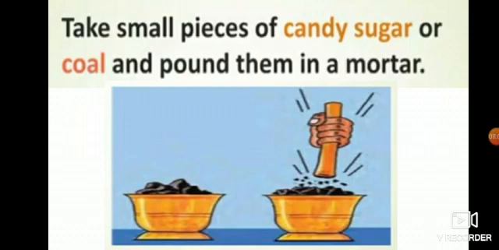Okay, the sugar which we get, the big ones, or coal, and pound them, smash them in a mortar. So in this mortar we have taken pieces of coal and we are smashing them in a mortar. Now when we pound them or smash them in a mortar, what changes will you observe, girls?